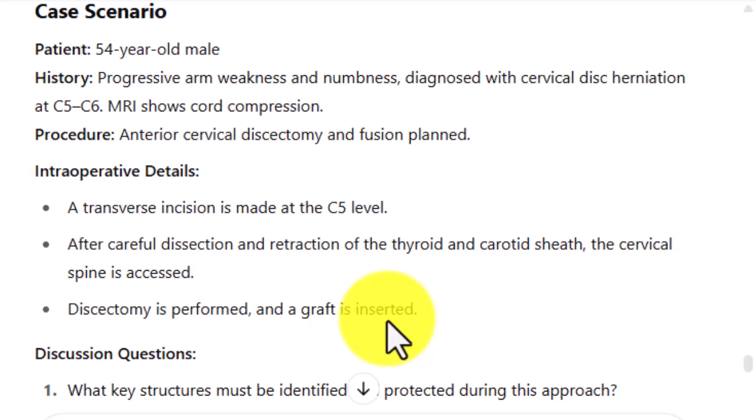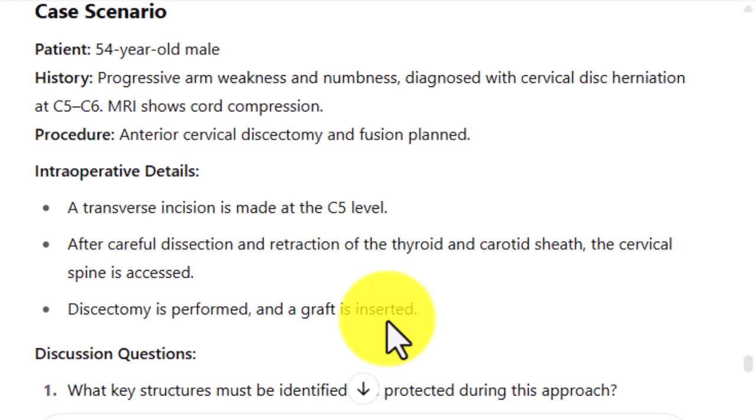Case: a 54-year-old male with a history of progressive arm weakness and numbness, diagnosed with cervical disc herniation at C5 to C6. MRI shows cord compression. The procedure planned is anterior cervical discectomy and fusion. Intraoperatively, a transverse incision is made at the C5 level. After careful dissection and retraction of the thyroid and the carotid sheath, the cervical spine is accessed.